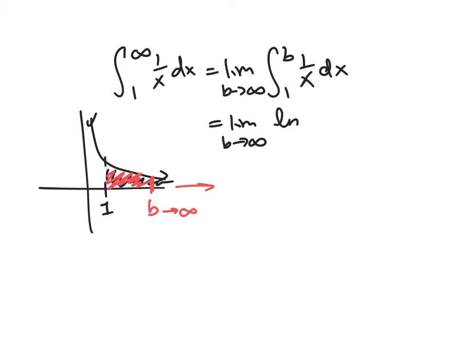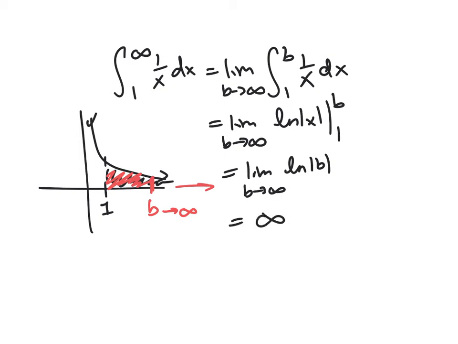Okay, so what is this? This is the natural log of x, where we're evaluating from 1 to b. Well, the natural log of 1 is 0, and so this just becomes the natural log of b. And so what happens to the natural log as its argument goes to infinity? Well, it's just going to go off to infinity, right? Very slowly, but it does eventually do that. So this area under the curve is infinite. And therefore, in our language, we would say that this improper integral diverges.